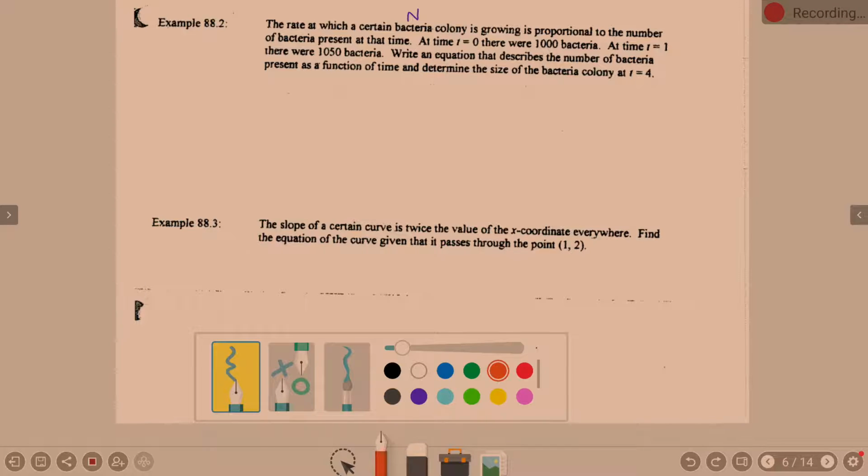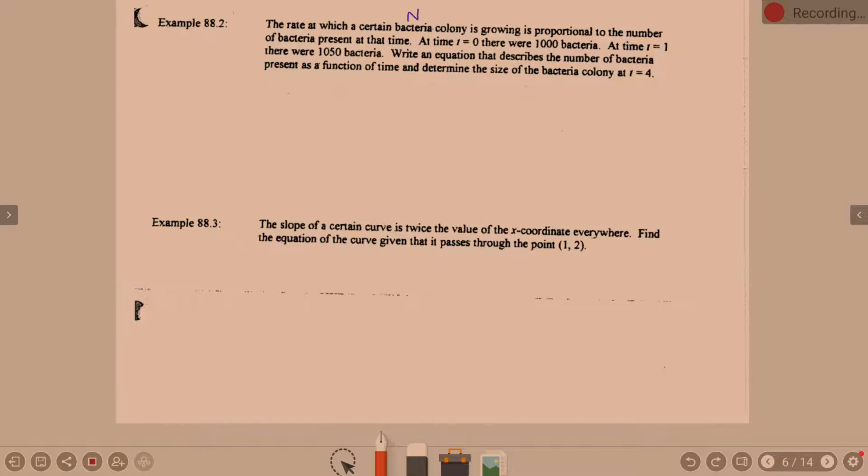As we look at the given information, we gather what we have. At time t equals 0, there were 1,000 bacteria. At time t equals 1, there were 1,050 bacteria. And then we're being asked to write an equation that describes the number of bacteria present as a function of time and determine the size of the bacteria colony at t equals 4. So we're actually doing two pieces there because we're going to write the equation and then use that equation to find the size at t equals 4.